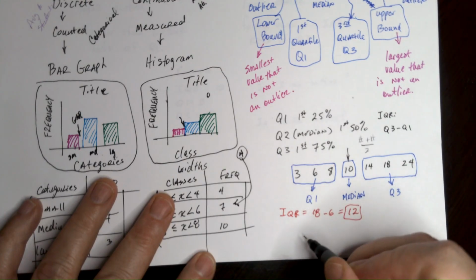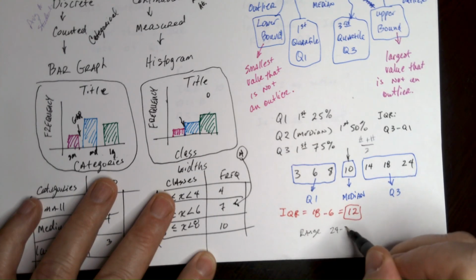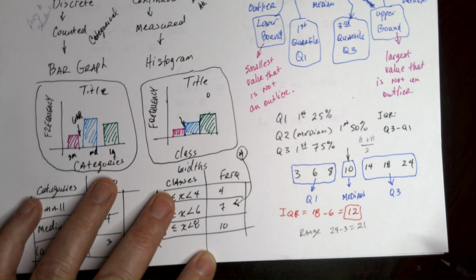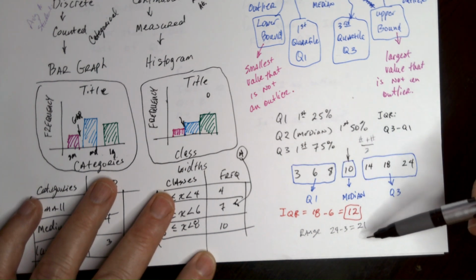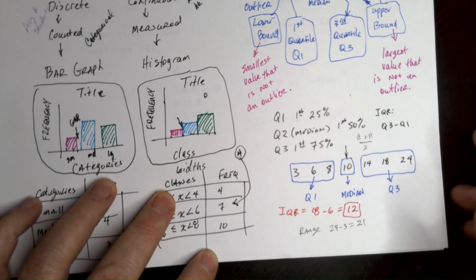Now the overall range would be 24 minus 3, which would be 21. Right? So the range goes from 3 to 24. So the range is a distance of 21. The median is 10, first quartile 6, third quartile is 18.